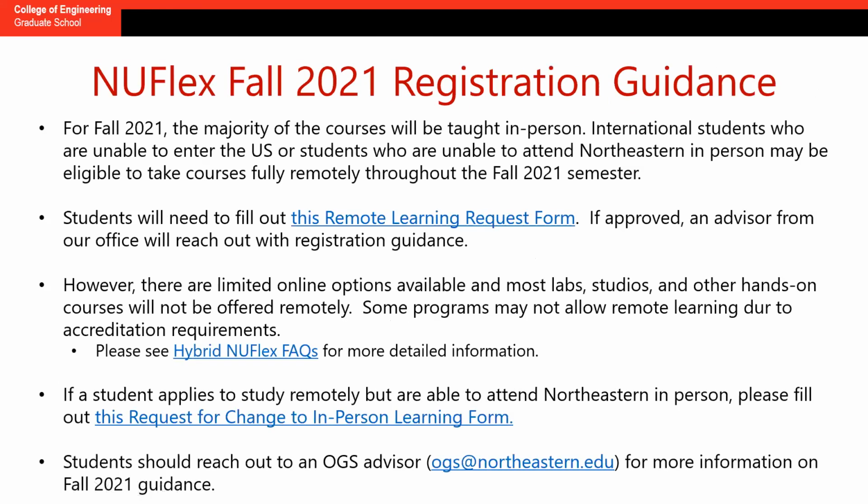And so as I briefly alluded to, there is specific registration guidance for the fall 2021 semester. For fall 2021, the majority of the courses will be in person. International students who are unable to enter the US, or students who are unable to attend Northeastern in person for any reason, may be eligible to take courses fully remotely throughout the fall 2021 semester. If you are in this situation, you will need to fill out the request for remote learning form, which is on the slide and is on the Canvas page, as soon as you know you are unable to arrive.